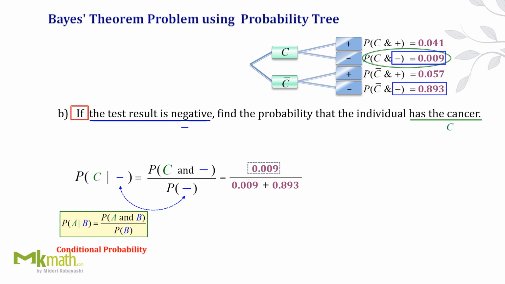Again, we always see the common value on top and the bottom. Simplify the denominator to get 0.902. So the final answer is rounded to 0.010. There is a small chance of 1% that we have cancer even if we get the negative result.